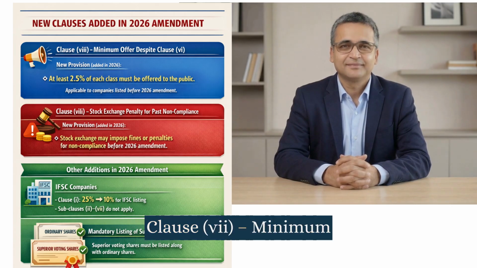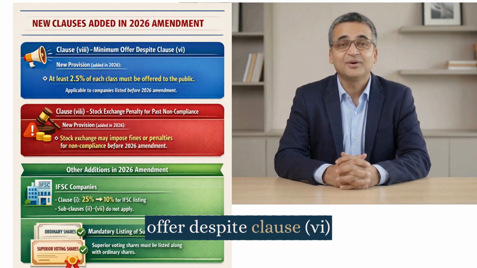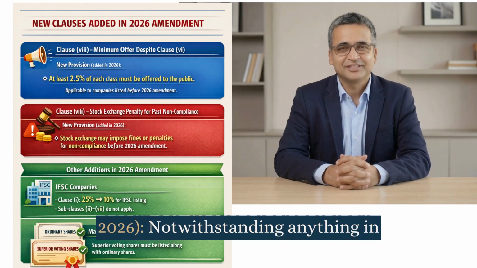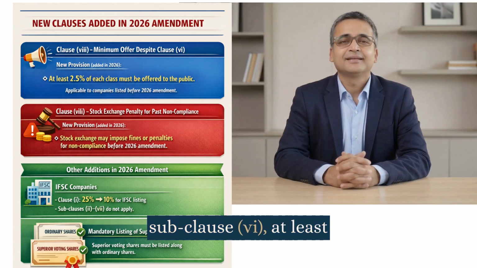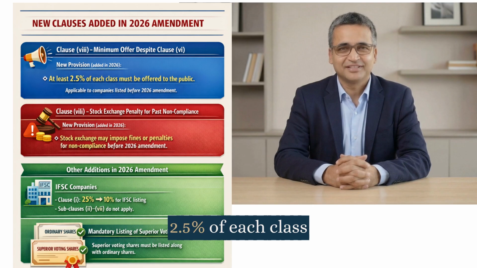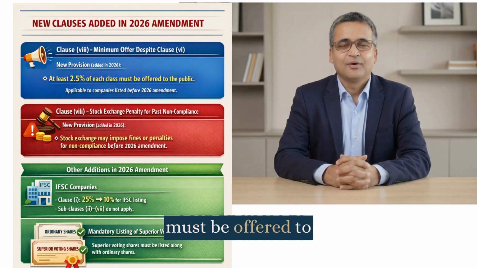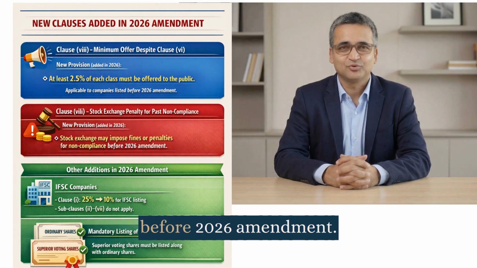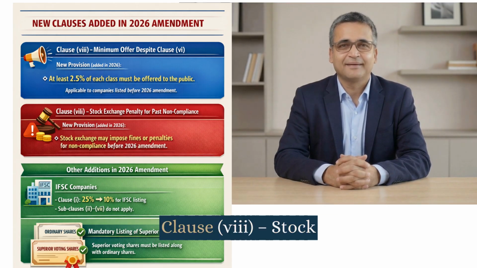Clause 7. Minimum offer despite Clause 6. New provision added in 2026. Notwithstanding anything in subclause 6, at least 2.5% of each class must be offered to the public. Applicable to companies listed before the 2026 amendment.